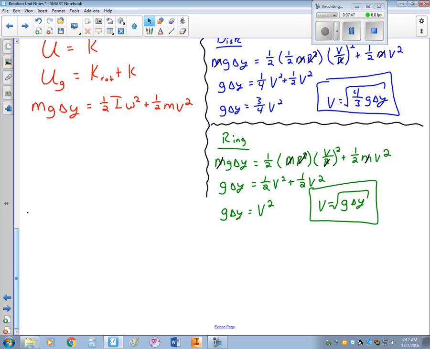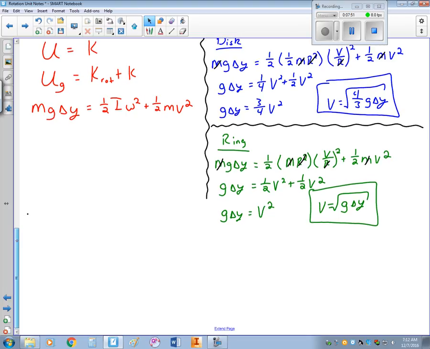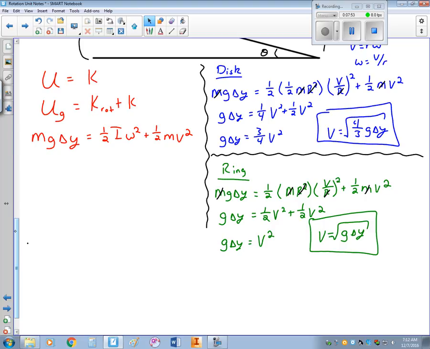So which one was faster? Hopefully you can see that it's going to be the disk. 4/3 is greater than 1. So comparing those two, 4/3 g delta y is bigger than just g delta y. So the disk will be traveling faster at the bottom of the ramp.